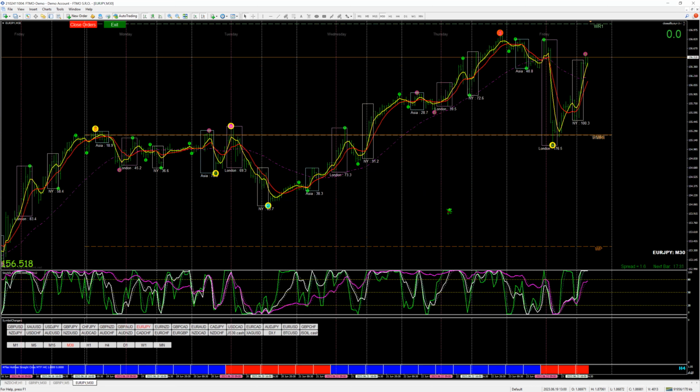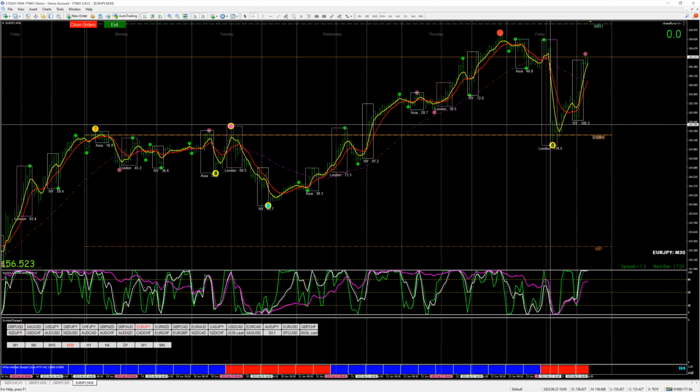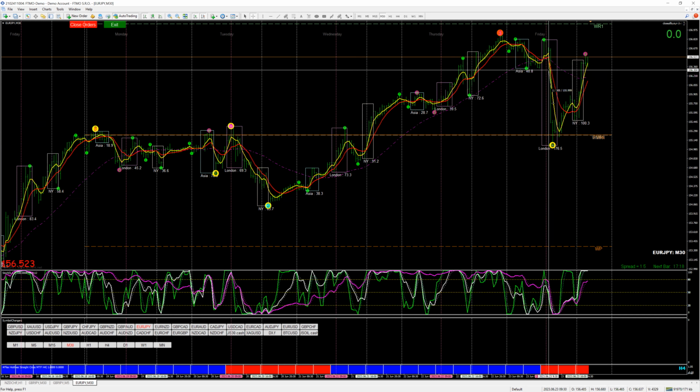Euro yen. Euro yen was a trade short. 4 hour was good. 1, 2, 3. So you had to go to a lower time frame. So if you got in over here, you got 100 and some pips.